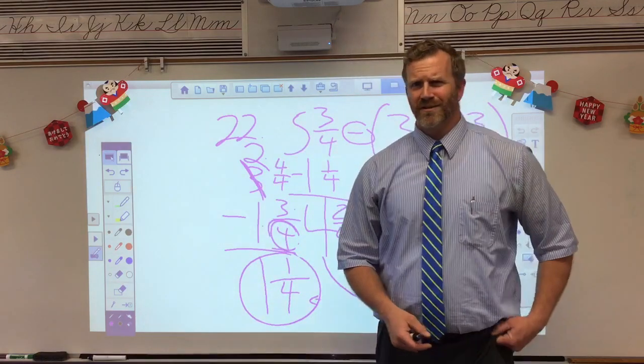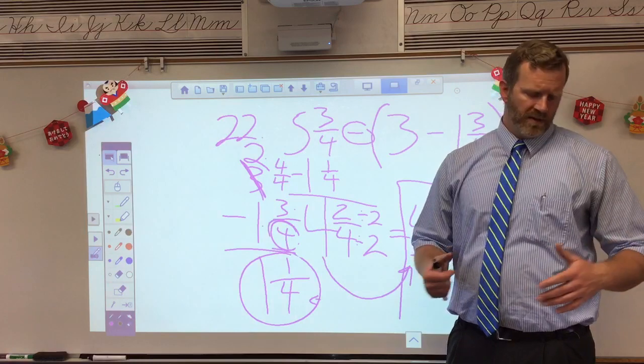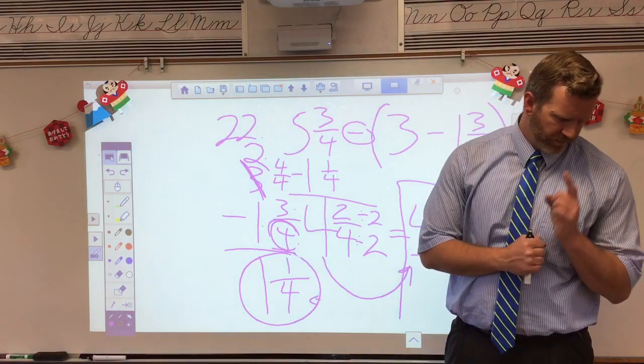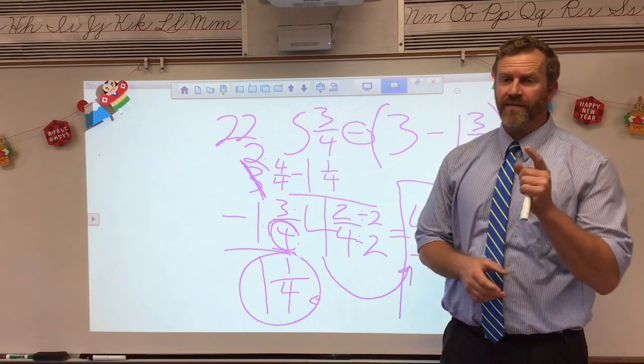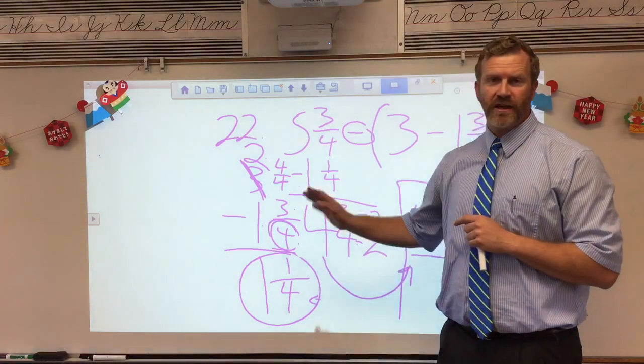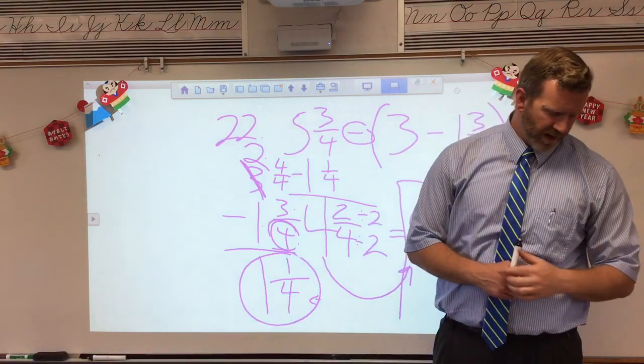Please don't get that wrong, because we just took like 3 minutes to go over that problem, and I don't want you to waste your time. So, pay attention. 25a, you will end up with a fraction that you need to reduce. So make sure you reduce your fraction on 25a.